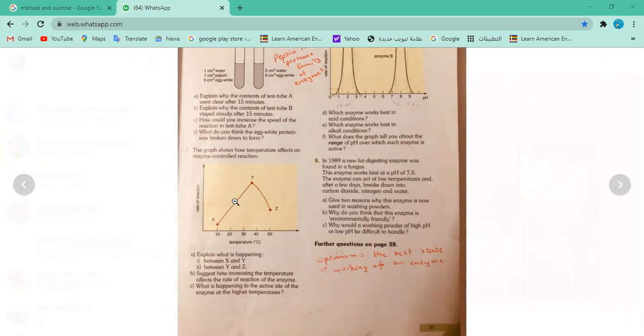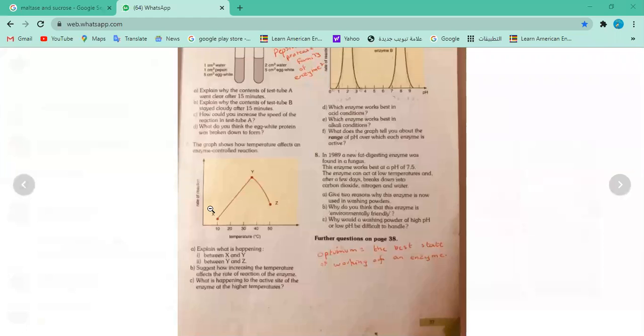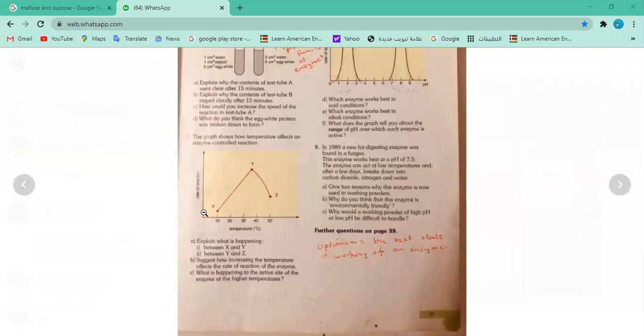The enzyme is breaking down the substrate. So what do you call it? The enzyme activity is increased or decreased? Increasing. Very good. So between X and Y, you would say the enzyme activity is increased because you would see the rate of reaction. So look at the graph, what they have. Your answer is absolutely correct.